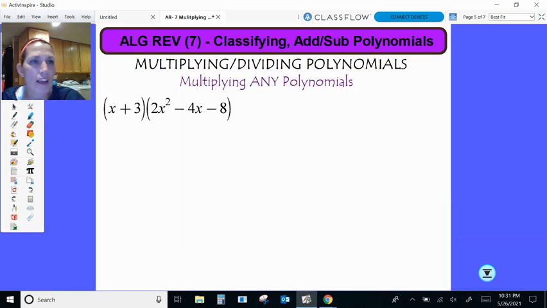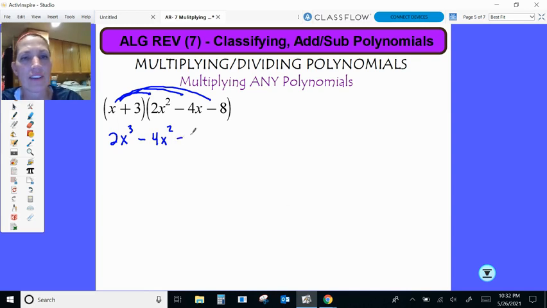Now how about multiplying larger polynomials? Now we have a binomial and a trinomial. We're going to take this first term again, and we're going to multiply it through every single term in this polynomial. So x times 2x squared is 2x cubed. X times negative 4x is negative 4x squared. And x times negative 8 is negative 8x. So we're all finished with that group. Then we're going to take this term and do the same thing, multiply it by every single term. So positive 6x squared, and then 6 times negative 4x is negative 12x, and then 3 times negative 8 is negative 24.